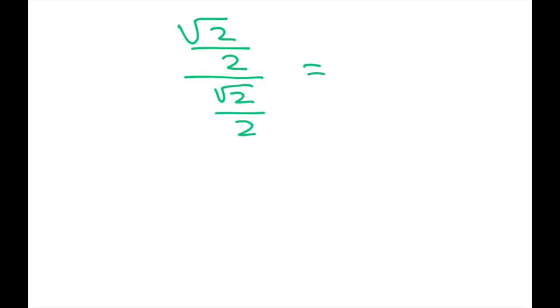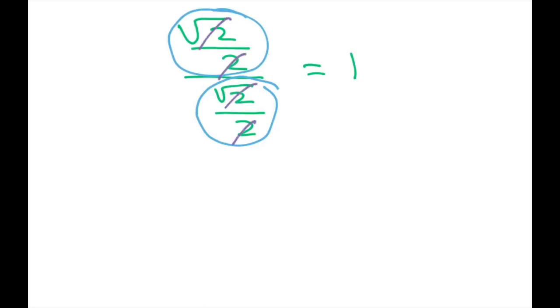And the last one is the easiest. And basically that just equals 1. Something divided by itself equals 1. You could just cross that out, cross that one out.